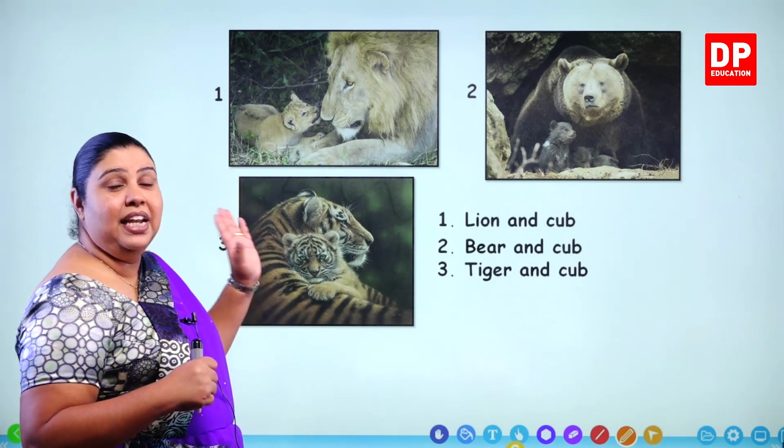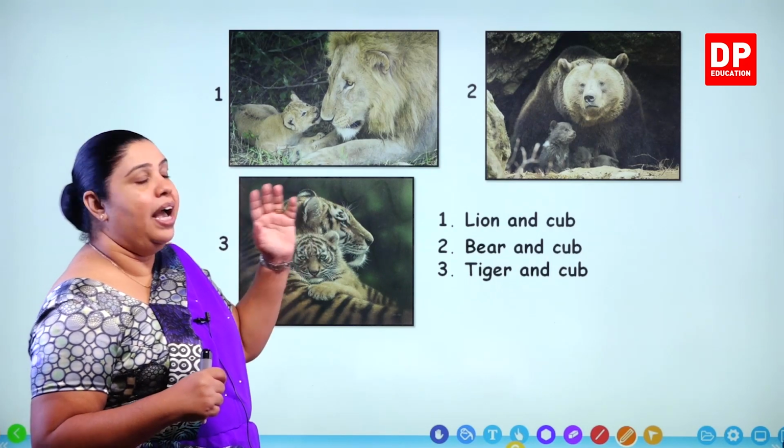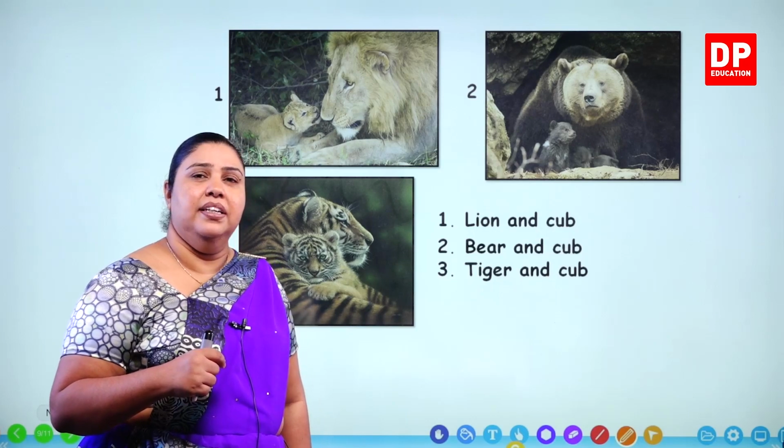Right. So now in this slide, what do we have? We have the lion, the bear and the tiger. Who is the lion? Sinhala.